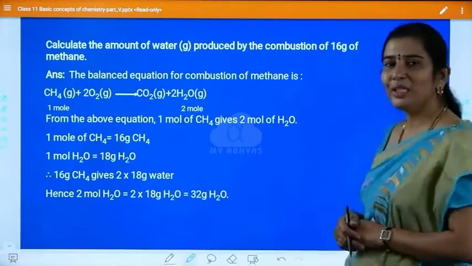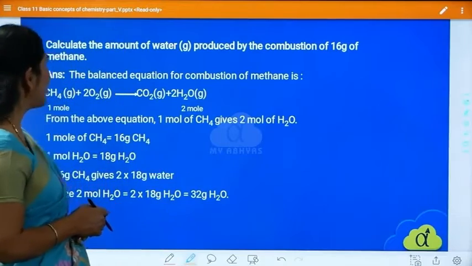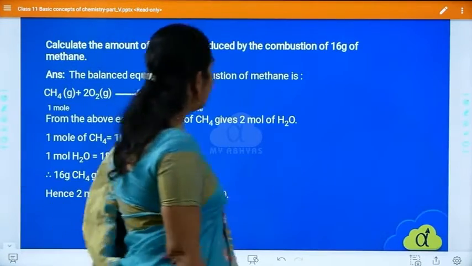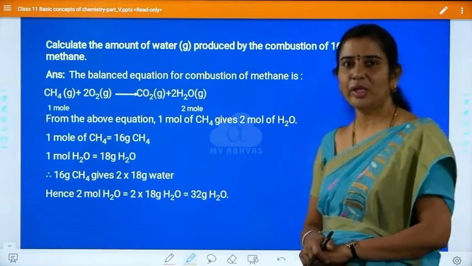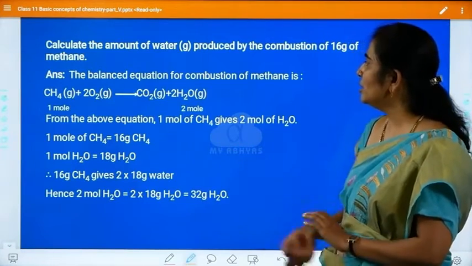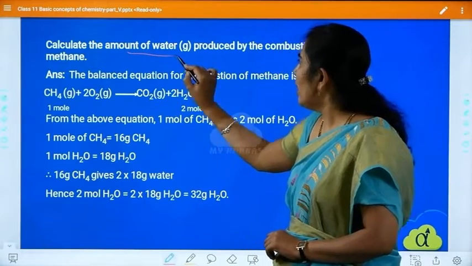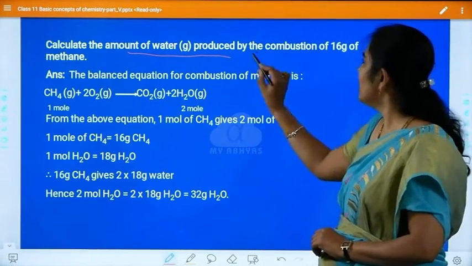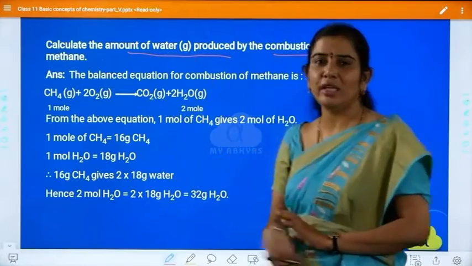Now, students, I hope you are following. Yes, you understood what we discussed so far. Now I am going to take up another example, another application of this stoichiometry. See here, you need to calculate the amount of water that is produced by the combustion of 16 grams of methane.